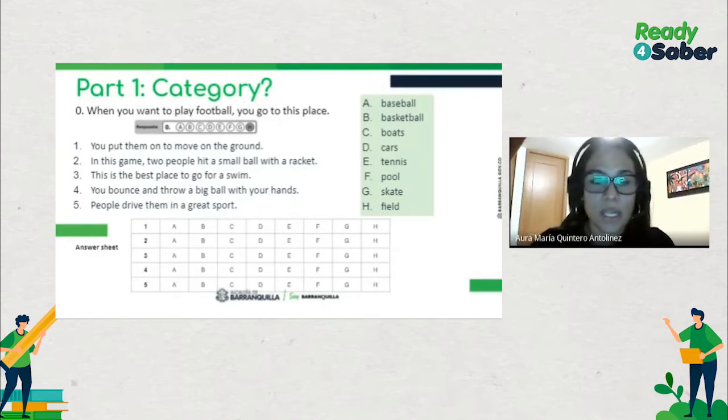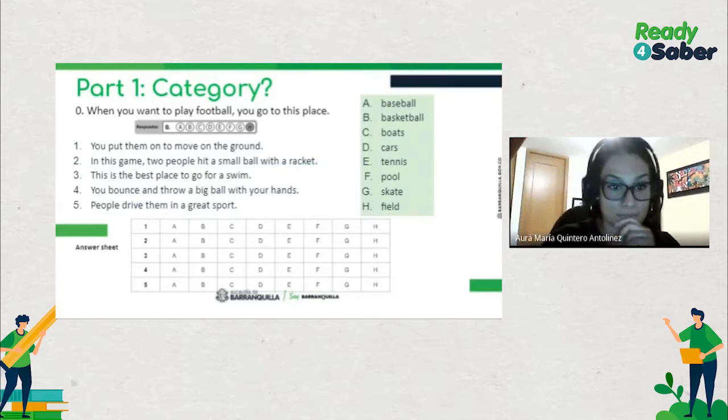Good. Number 2. In this game, 2 people hit a small ball with a racket.